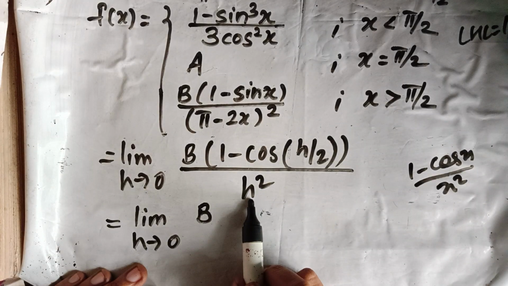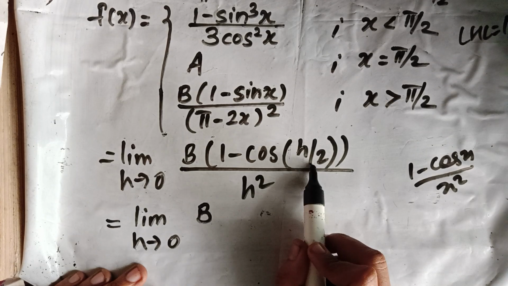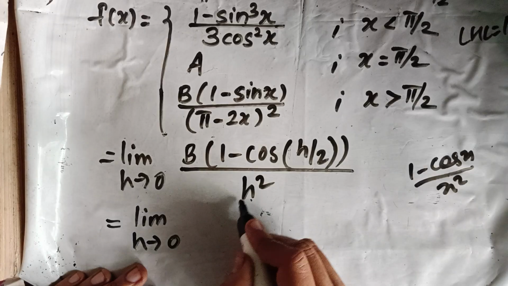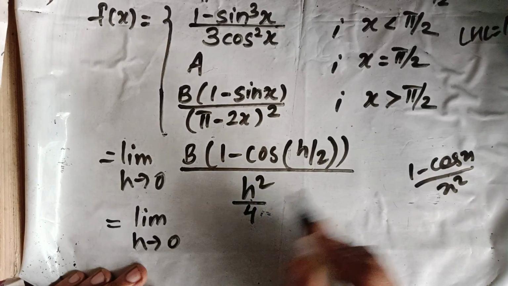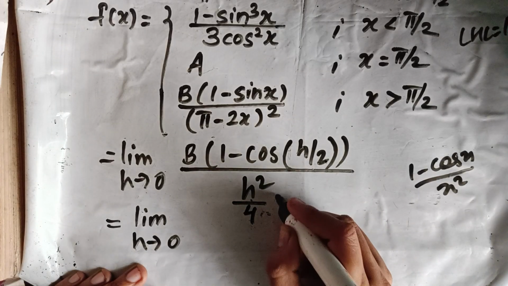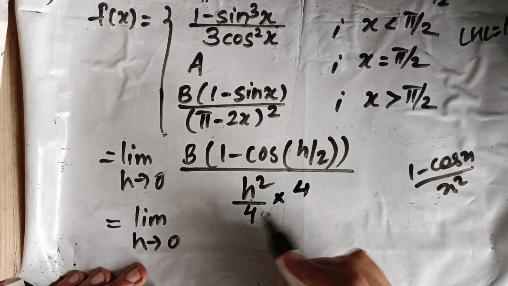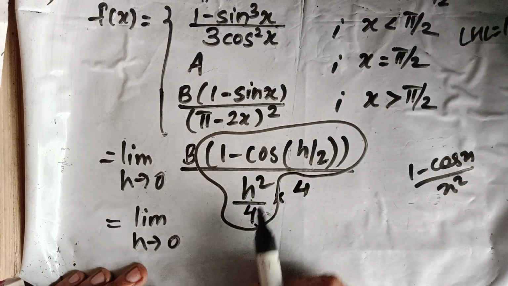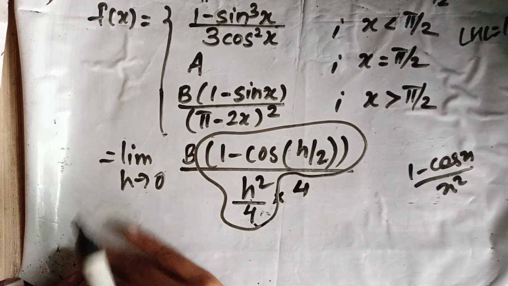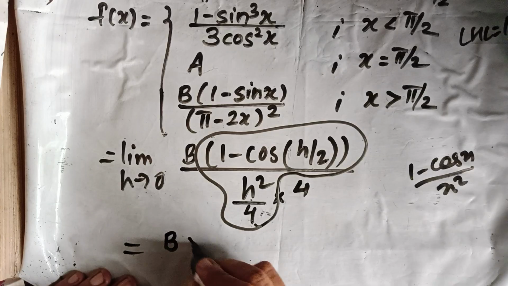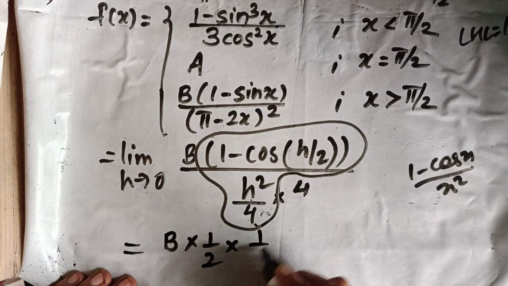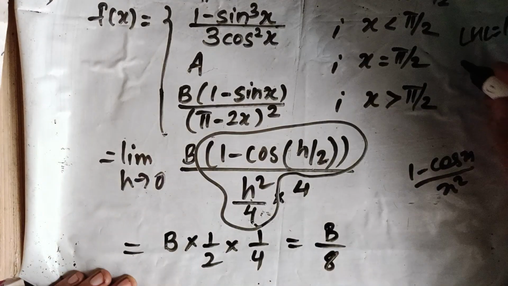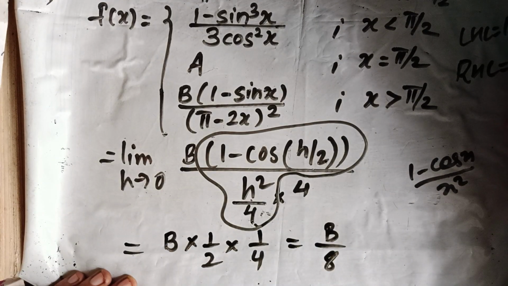So we want this angle should be same. So here h by 2 is given, so we want here h square upon 4, right? 2 square. So we are multiplying and dividing by 4. So this term becomes half as h tends to 0. So I can write here b into half into 1 by 4. So this is b by 8. Okay, so RHL we got b upon 8.